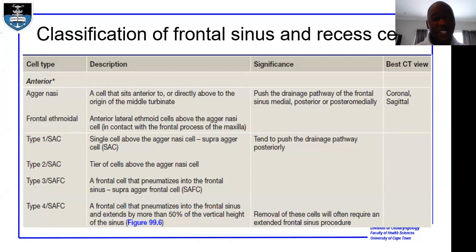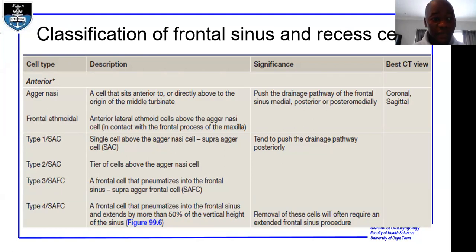So for the classification of the anterior ones, you find the Agger nasi, which is described as a cell that sits anterior to or directly above the origin of the middle turbinate. The significance of all these anterior cells is that they tend to push the drainage of the frontal recess posteriorly.